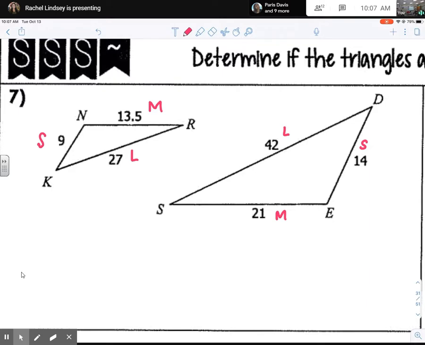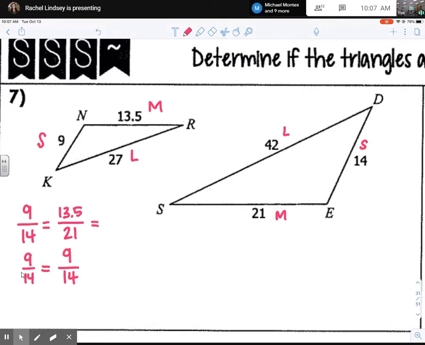So I'm going to set it up left triangle over right triangle. So 9 over what? 14. What's that reduced to? Nothing. Just reduces to 9 over 14. Then we have medium, 13.5 over 21. What's that reduced to? If you put it in the calculator and you do the little fraction, and you make sure it comes back as a fraction, it will reduce to 9 over 14.